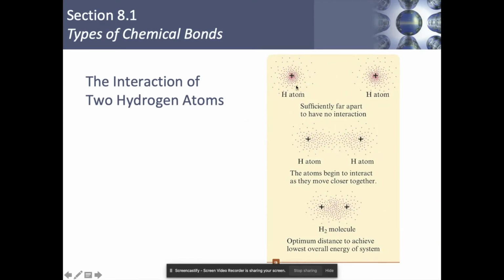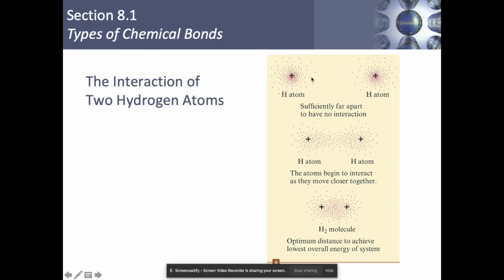If you have two hydrogen atoms, a hydrogen atom here and a hydrogen atom here, notice that we have a plus representing the proton in the center. The dots are just representing the possible locations of the electron, because remember, hydrogen atoms only have one electron, but that single electron might be at different locations at some point in time. If the hydrogen atoms are sufficiently far apart, they don't interact with each other at all. If I have a hydrogen atom here and another one infinitely far away, there's no force of attraction between the two.